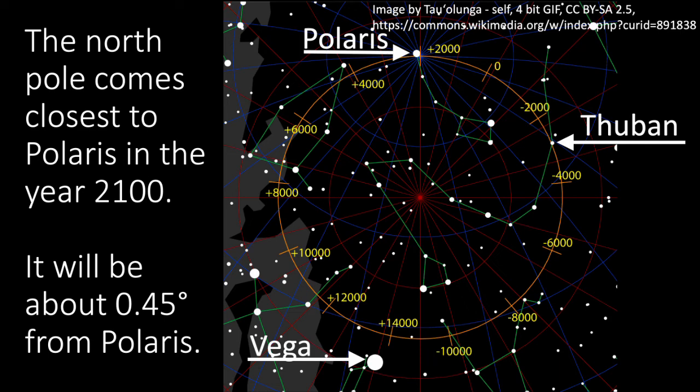About 5,000 years ago, that was the year -3000, there was a nice pole star called Thuban. That was about the time the pyramids in Egypt were being built. The sixth brightest star in the sky is called Vega, and it's pretty close to the circle, but it's on the other side. The North Pole comes closest to Polaris in the year 2100. It will be about 0.45 degrees from Polaris.